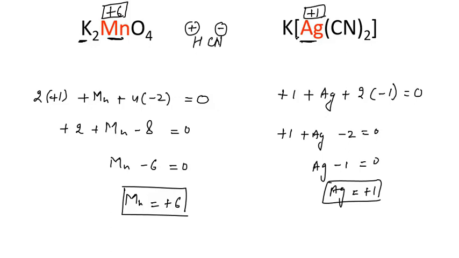Well, in this case you can do the anionic part also. You can see this one potassium, this is also 1, so the first one is positive and the second one is negative. From here you will get Ag, and then it is CN whole 2 there. Then here we have -1. From here also you can calculate the oxidation number of silver. You will get the same answer, that is the +1 oxidation number.